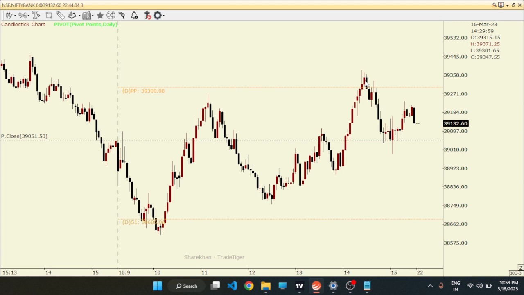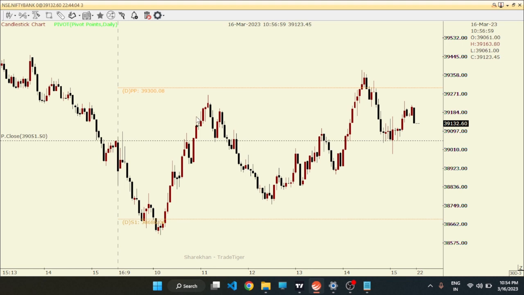Hello traders, today I am going to explain the intraday strategy with a backtesting. As you can see, I am using the TradeTiger platform. You can see the spot price of Bank Nifty. This is a spot chart and this is a 3-minute chart.